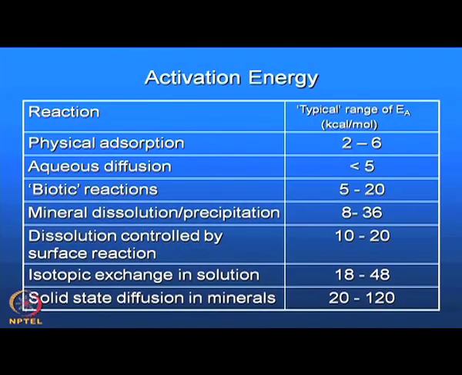So, let us look at this slide. In the left column it is reaction type. It may be a physical process or some chemical process, and next is a typical range of activation energy in kilocalorie. Although it is generally calculated in kilojoule, it is shown here as kilocalorie per mole. You can easily convert it to kilojoule, because 1 calorie is 4.2 joules. With that conversion factor you can convert it.